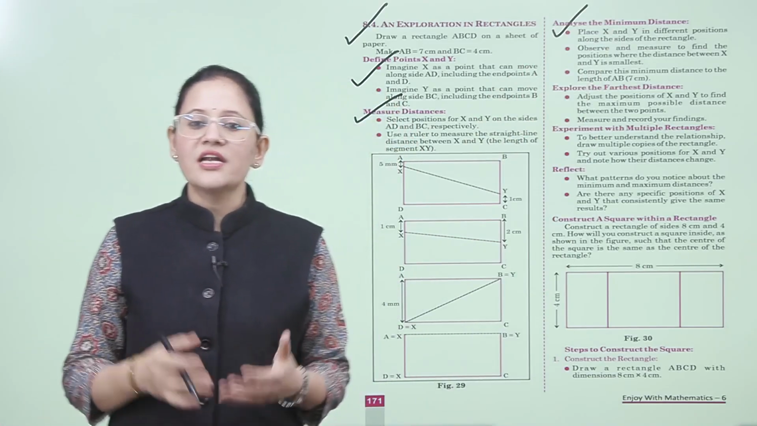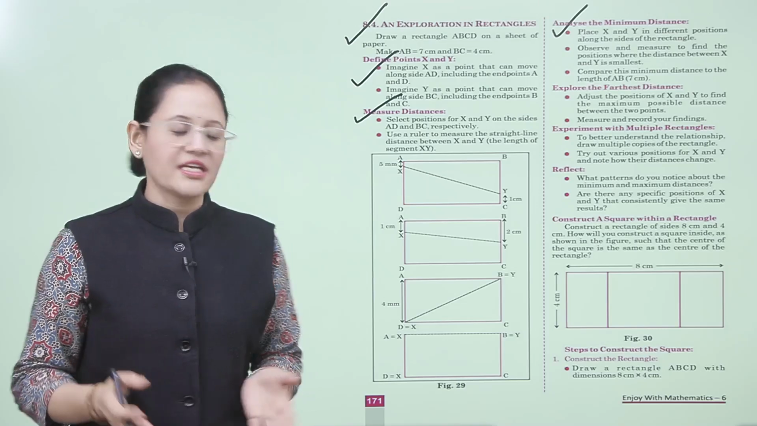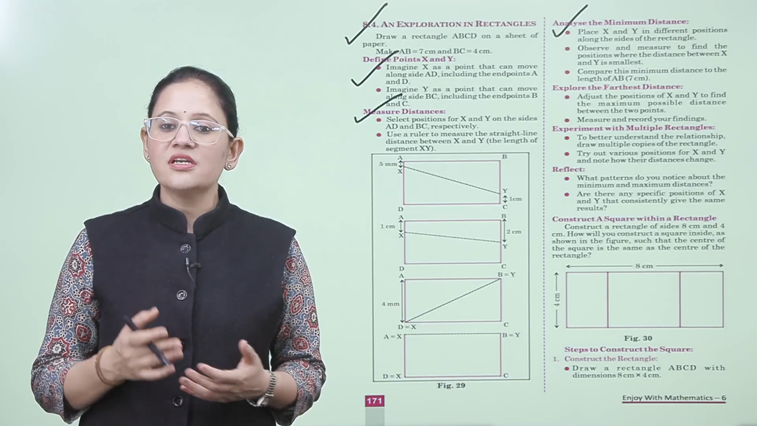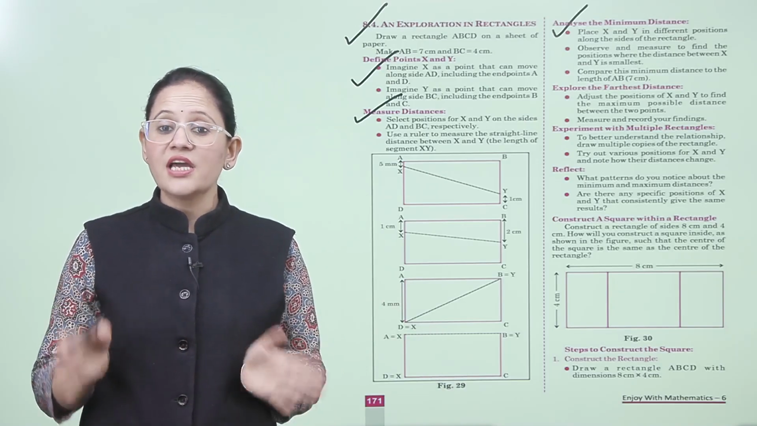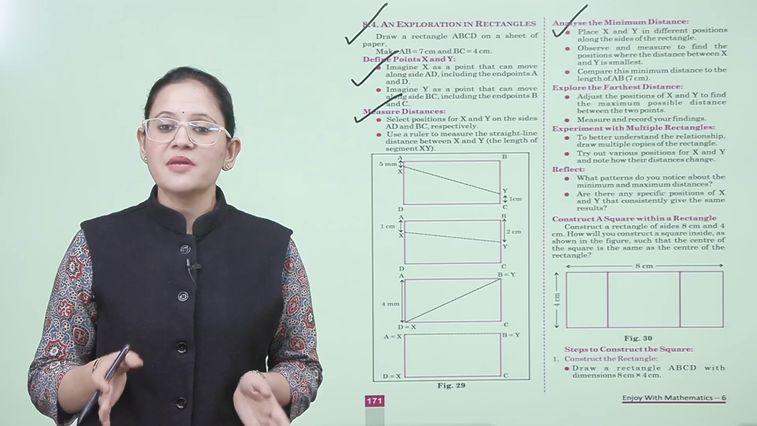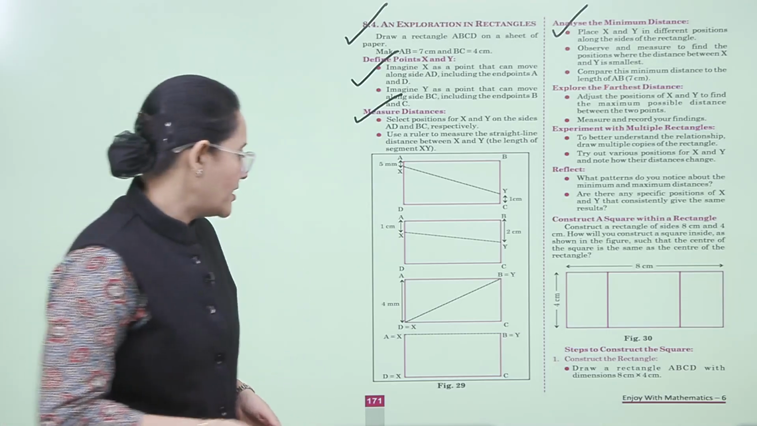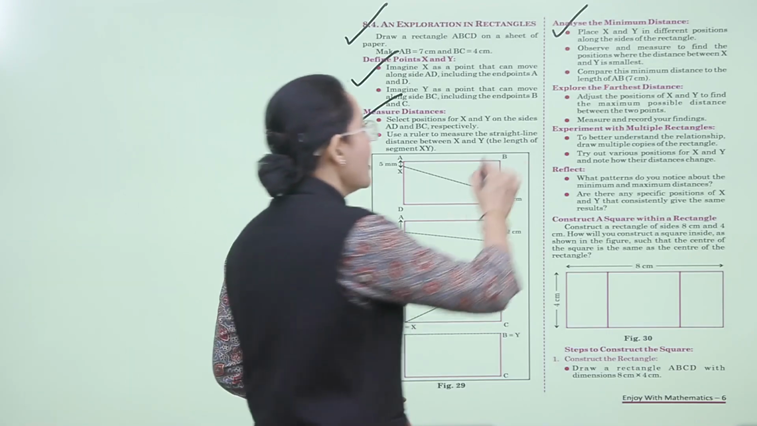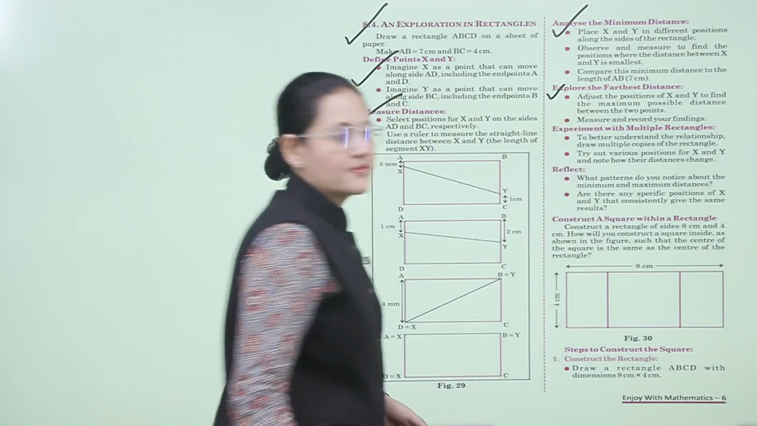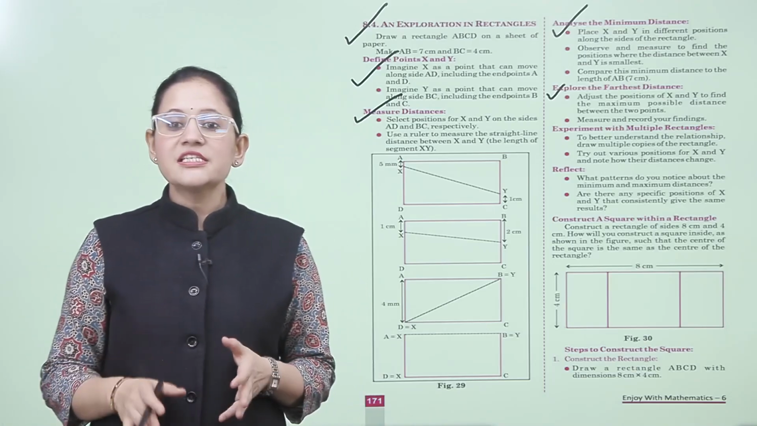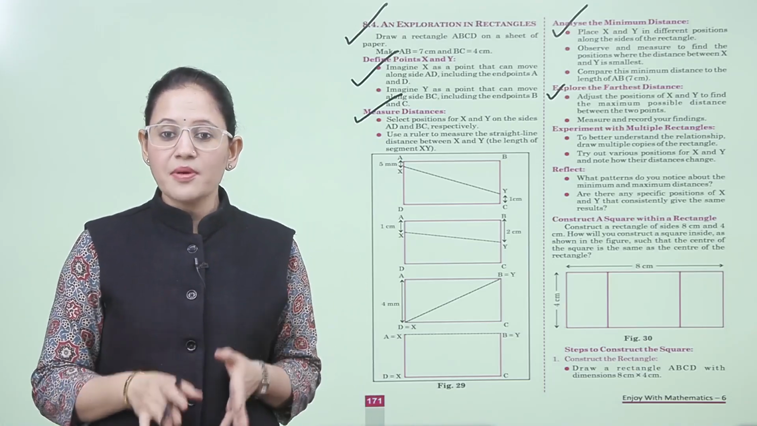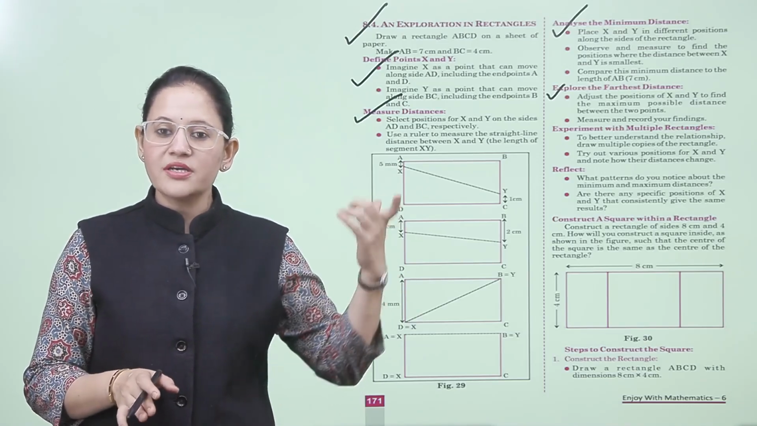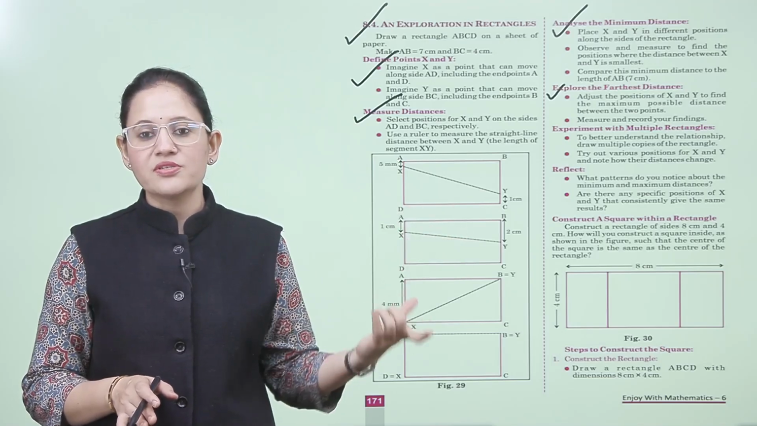Next, analyze the minimum distance. Now, place X and Y at different positions along the sides of the rectangle, which we have seen here. Observe the measure to find the position where the distance between X and Y is the smallest. Compare this minimum distance to the length of AB, that is 7 centimeter here. Clear? Next is explore the farthest distance. So, adjust the position of X and Y to find the minimum possible distance between the 2 points. Measure and record your finding. So, what should be the minimum distance between the positions X and Y?